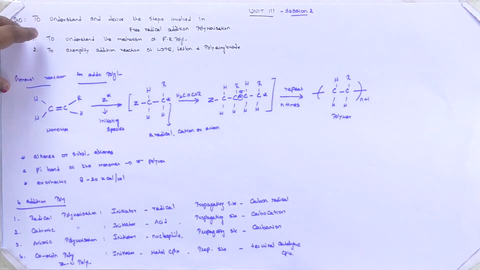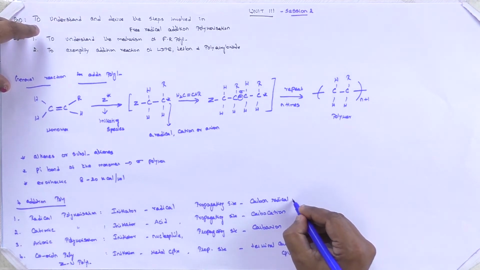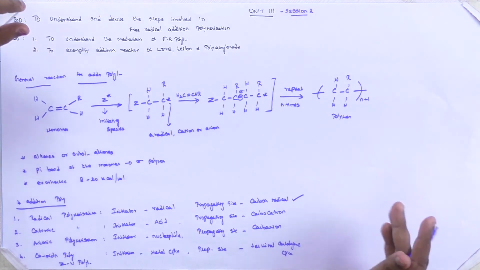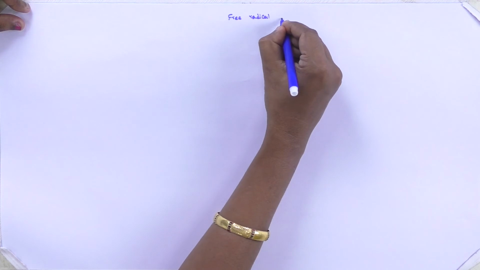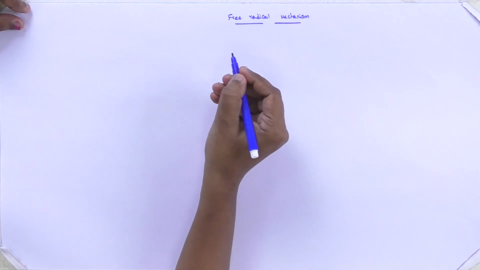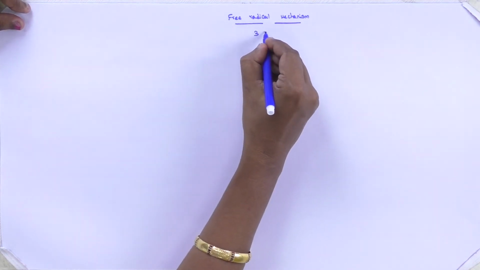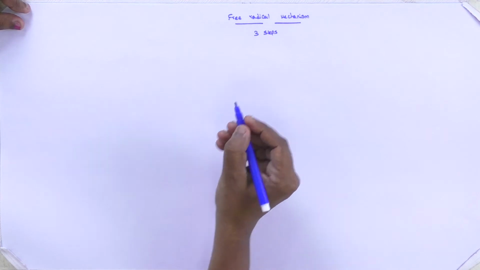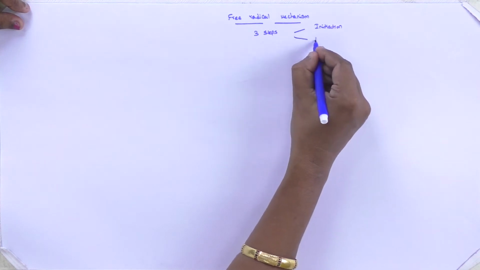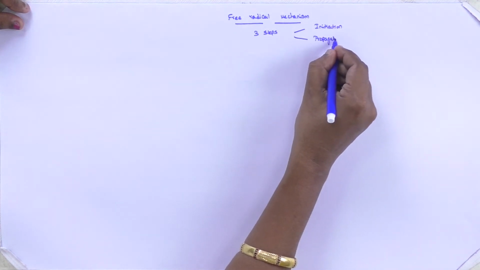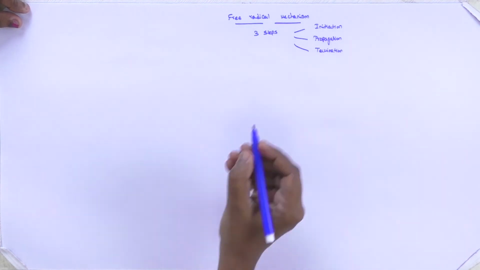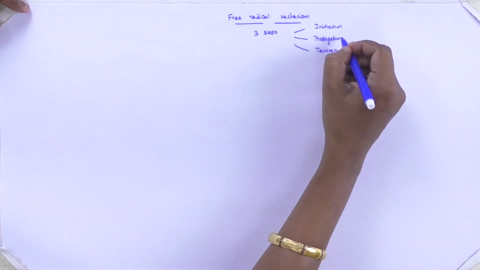Now, we are going to discuss how this free radical mechanism operates. What are the steps involved in a free radical mechanism? This proceeds via 3 steps. The first step is called initiation. Second is propagation. And the third one is termination. Let us see with examples how these 3 take place.